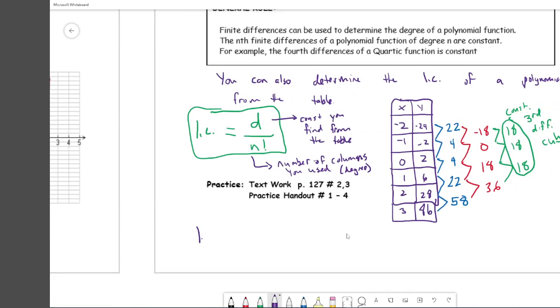So the leading coefficient of my example would be 18 divided by n factorial. Now, what does n factorial mean? Well, n is 3, right? So I'm going to write 3 factorial. What does factorial mean? Factorial means you start with that number and multiply by every single number lower than it, every single integer lower than it, all the way down to 1.